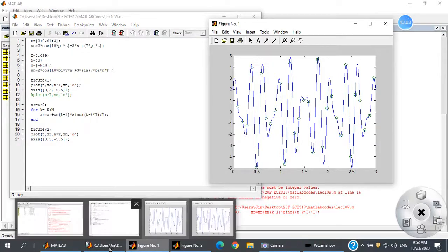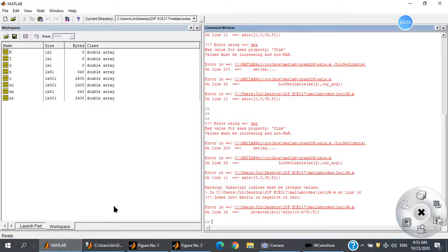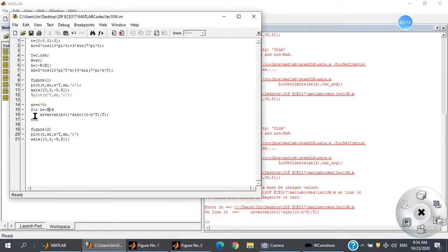Oh, something is wrong. Sorry. On line 16. Line 16 is this one. Okay, so this one I need plus n now. Plus n plus 1. Okay, the index power.